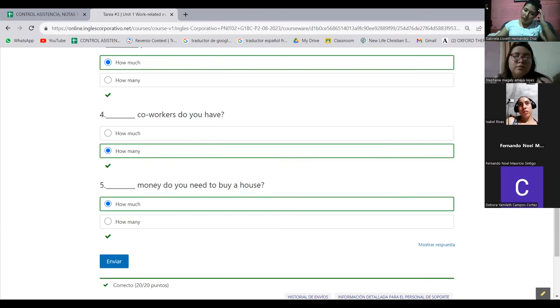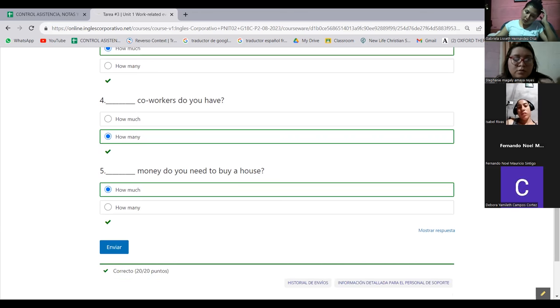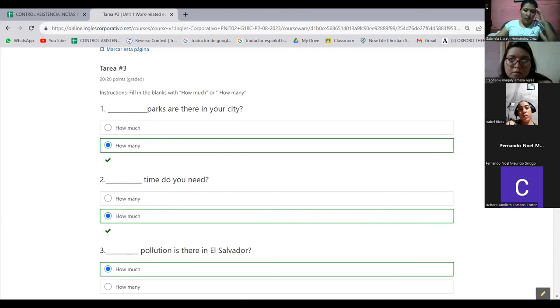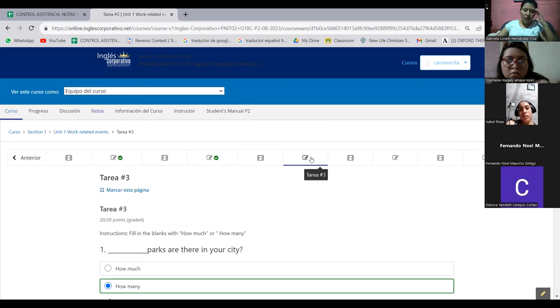So here we go, 20 of 20. And let's go to the number 4, right? This is just checking. And this is under the topic, simple present negative statements.